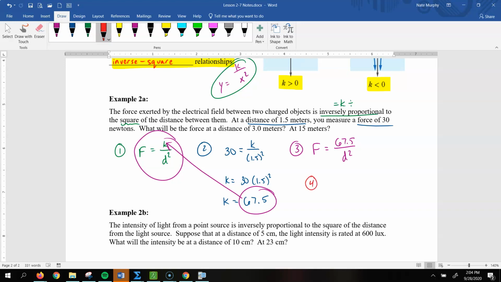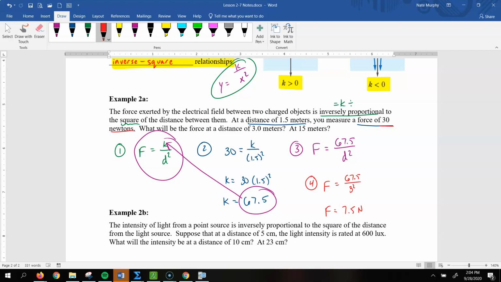So the question, there's two questions here. It says, what will the force be at a distance of 3 meters and a distance of 15 meters? So let's start with the first one. So the first part there, we would say F equals 67.5 divided by 3 squared, or 9. And when you do that, you end up getting an answer of about 7.5. Anytime we measure force, it's in newtons. So we would just say 7.5 newtons. And we get that right here. It says even that we had a force of 30 newtons.